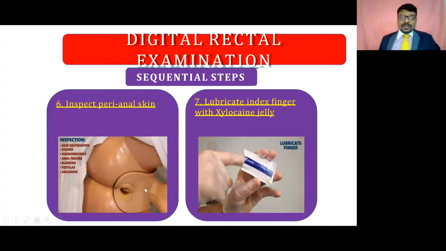Then, after wearing the glove, we are going to use our finger, so we have to insert it, and the physician has to use lubrication. That makes it easy, preventing friction and allowing free movement. So lubricate the index finger with xylocaine jelly. Xylocaine is an anesthetic, so if they get any pain, it won't be much. It is a gel that gives free movement and prevents friction. So this is step 7.